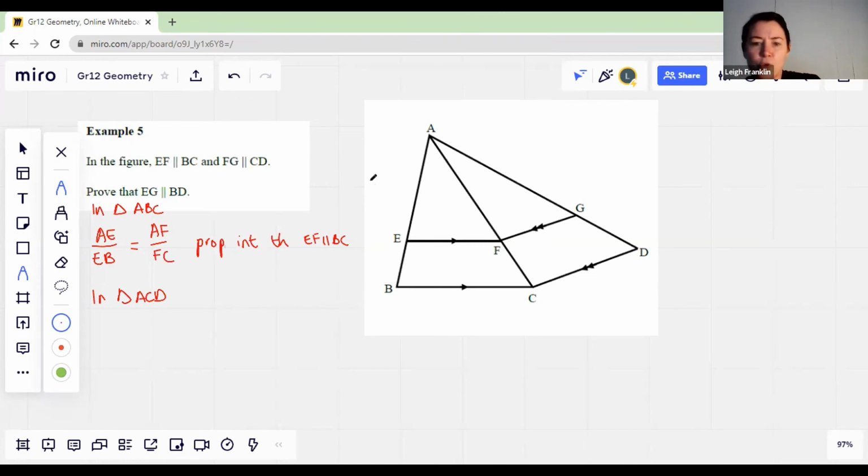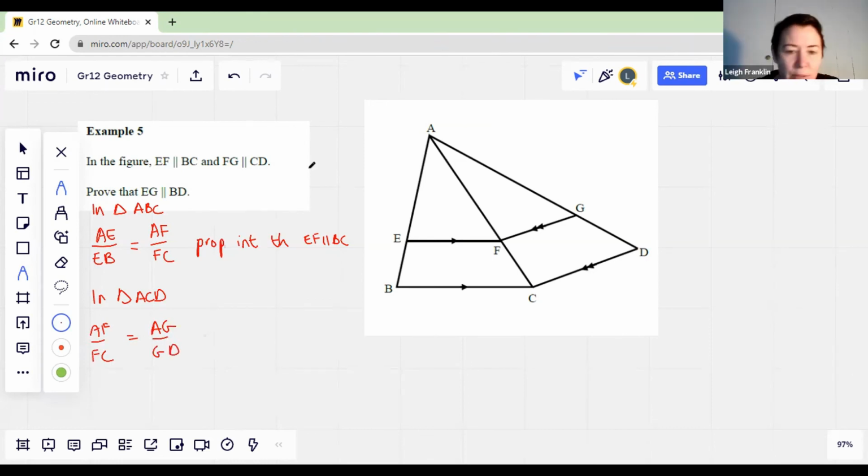Okay. So now I'm going to ask, who have I not spoken to? Sabash, you're new with us today. Do you feel confident to give this a go, Sabash? Would you be prepared to make a proportion statement about triangle ACD? Yes, ma'am. Okay, go for it. In triangle ACD, AF over FC is equal to AG over GD. Okay, lovely. Well done.